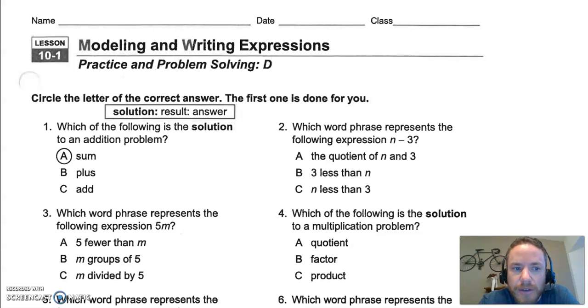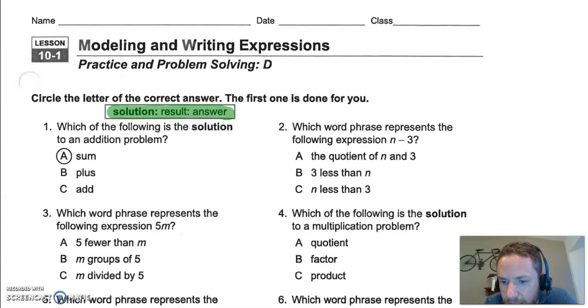The directions read, circle the letter of the correct answer. The first one is done for you. And then they give us a little bit of vocabulary help right here. It says, solution is the result or the answer. And number 1 is done for us. Which of the following is the solution to an addition problem? A. Sum.